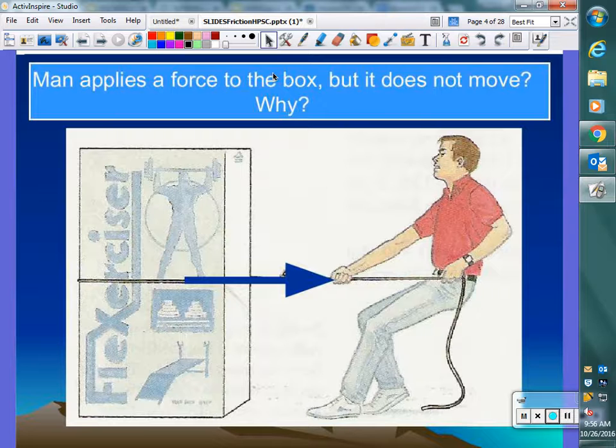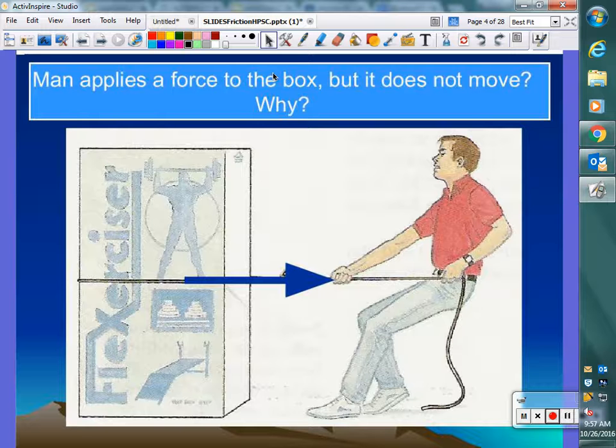So he applies a force to this box, but it doesn't move. Why? Right. Static friction, or let's go more generally speaking, right? If you apply a force to that box and nothing happens, what else does there have to be? Well, let's go more generally, right? Friction is a specific type of what? Force. So if you apply a force to this box and nothing happens, there has to be another force, right?